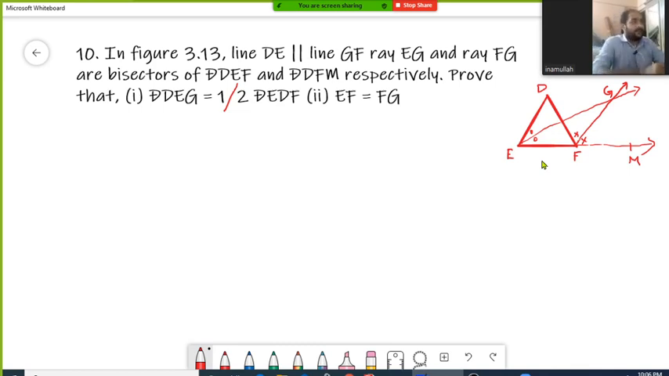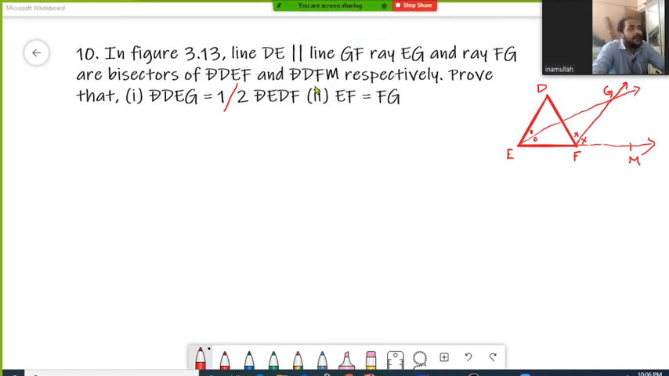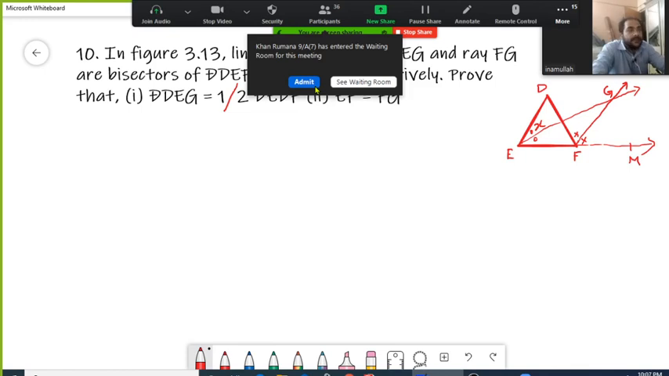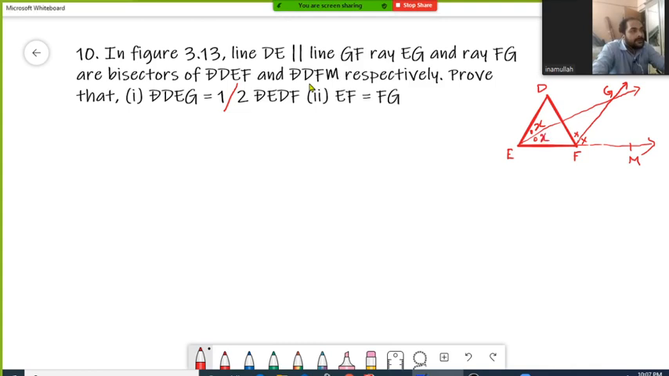How we can solve this question? Now, first, it is given that EG is angle bisector. So here I can consider angle DEG is of x degree. This is x. So this angle FEG will also become x degree because EG is angle bisector and these two angles are equal.